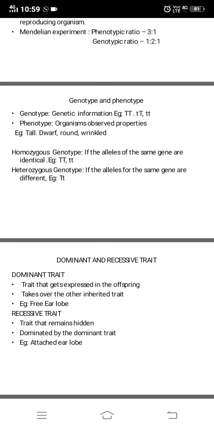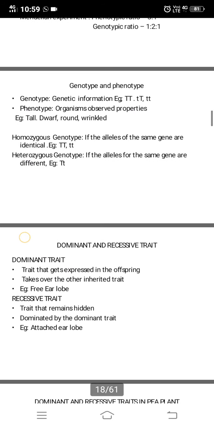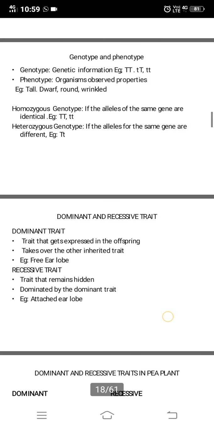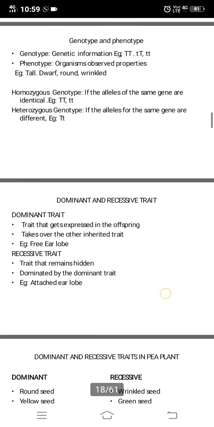Example, free earlobe. In human beings you might have seen free earlobes. Some people have an earlobe which is attached to the face. That is a joint, attached earlobe, and most of us have a free earlobe. So the free earlobe is a dominant trait, and a recessive trait is the trait that remains hidden, dominated by the dominant trait. It remains hidden. The example is the attached earlobe.